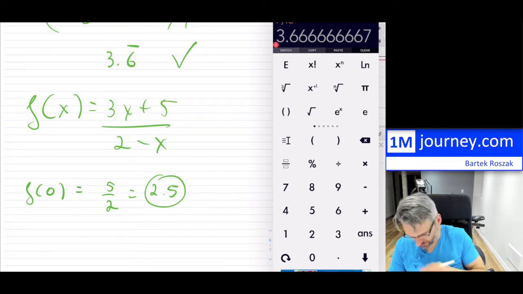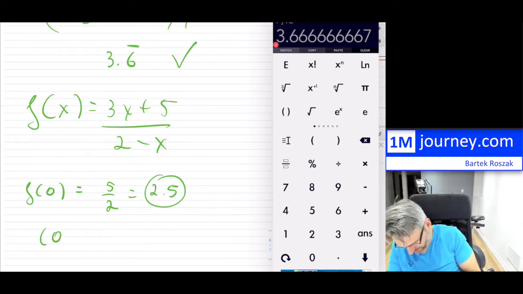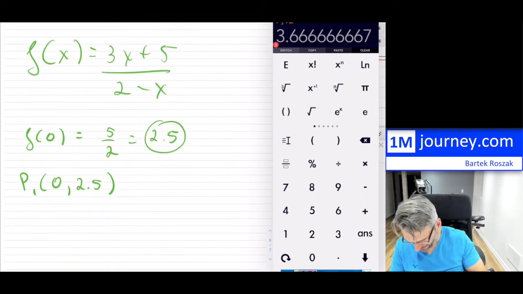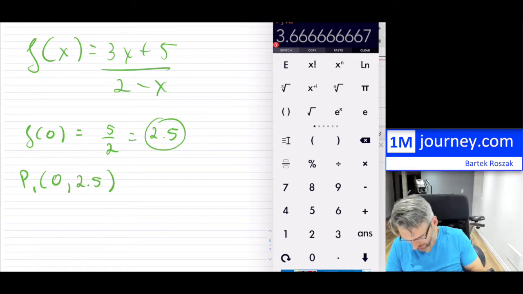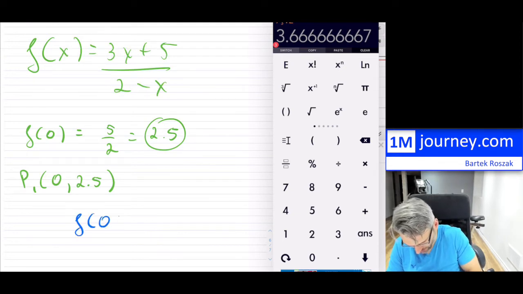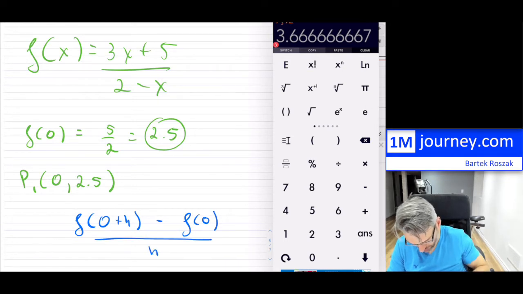So that's at x is equal to 0. Okay, so this is (0, 2.5), that's one of our points. Now we want to know the instantaneous rate of change because we're finding the tangent line. So I need to find f at 0 plus h minus f at 0, which we already know from above, all over h.